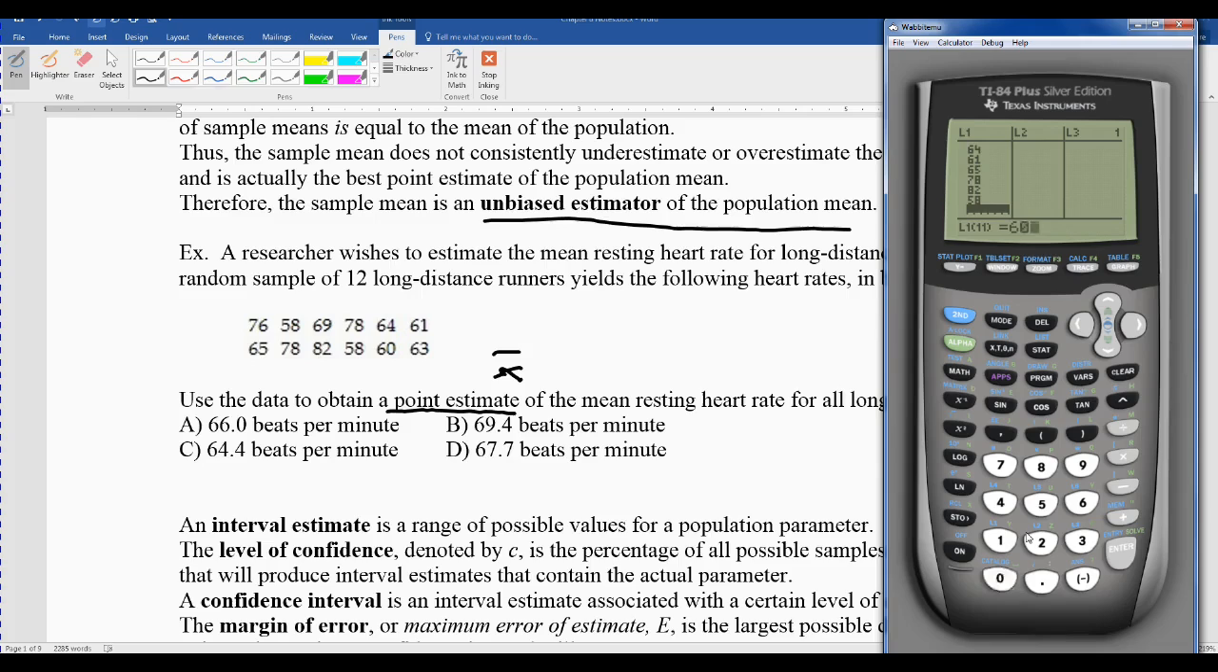Just typing them in. Hopefully I type them in correctly. And then second quit, stat, calc, enter, enter. And you get 67.7 because that's the X bar.